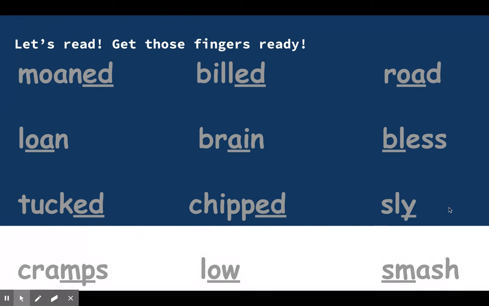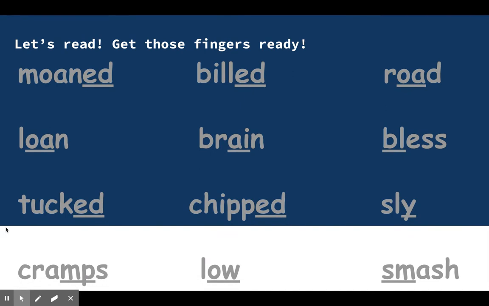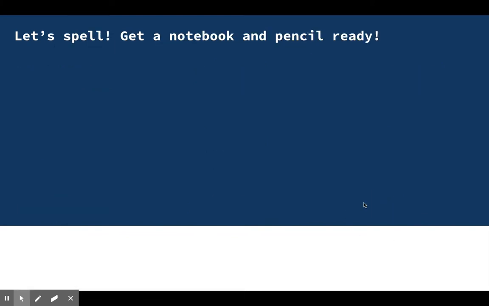Yikes. Here's my weird old Y. Weird old Y at the end says I. Let's try it. Sly. If you're sly, you're sneaky. All right, our bottom three are some review. Let's try our end blend word. Here we go. Cr, a, s, cramps. Fingers up. L, o, low. And our last one, smash.